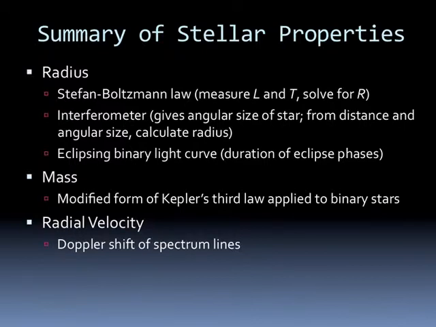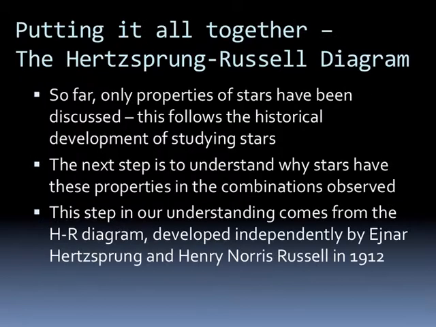We can measure its radius using the Stefan-Boltzmann law, using luminosity and temperature to solve for radius. We can use an interferometer, which gives the angular size of nearby stars, and from distance and angular size we get radius. Or we can use an eclipsing binary light curve to determine radius. Mass, we use Kepler's third law applied to binary stars. And radial velocity, looking at the Doppler shift of the spectral lines. So all this information is determined just by looking at the light of the stars. Now, we've measured all these properties of all these different stars. Now we're trying to get a big picture. How do we put it all together?